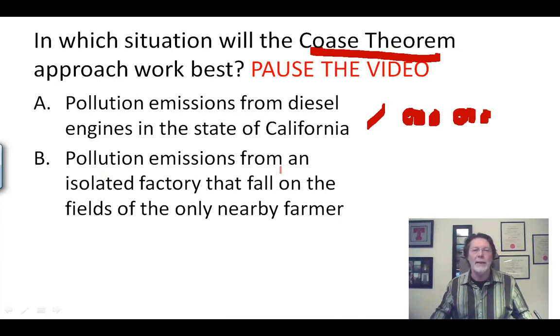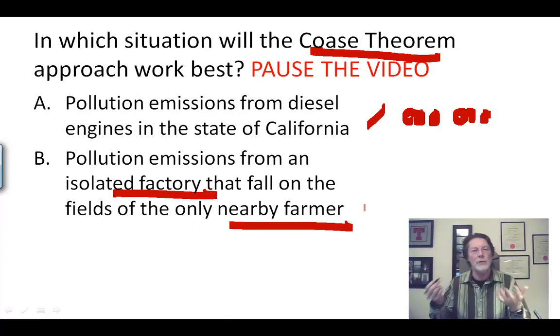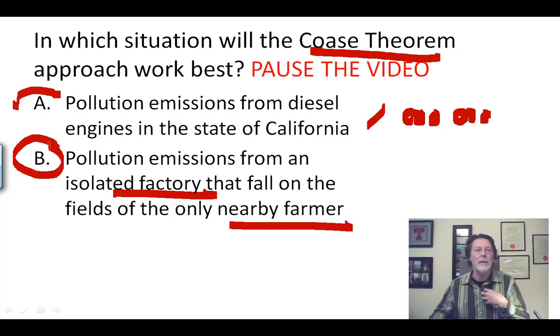Pollution emissions from an isolated factory that fall on the fields of the only nearby farmer. Well, here we've got a case of one factory and one farmer, and yes, maybe the Coase theorem approach, side payments, could work here. So your answer is, where will it work best? Sorry, B. Not where won't it work? Got to read these things carefully.